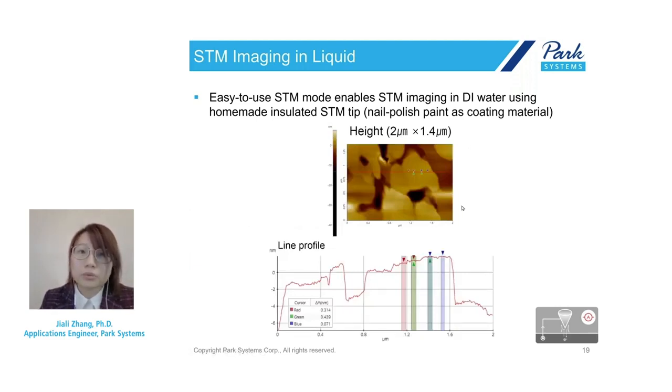Of course, this image was still done using our SmartScan software. Here is a 2 by 1.4 micron image area. You can still see the multi-layer gold terraces, and the terraces look different from the previous sample in air, because this one was deposited with thermal evaporation, a different preparation method. And this line profile still shows you the angstrom height difference between different layers of gold.